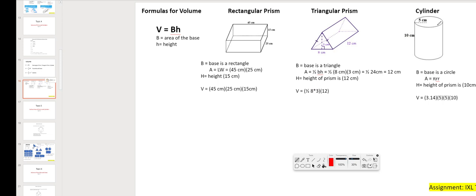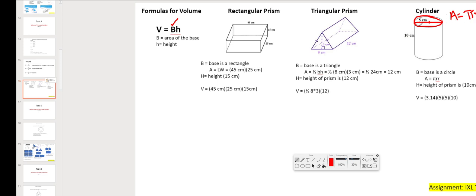The next shape is a cylinder, a regular can. For a cylinder, big B is the area of the base. If we look at the base for the cylinder, it's a circle. If you remember, how do we find the area of a circle? The area of a circle is A equals pi r squared. So we need the radius, in this case 5. You've got to be very careful here: if you have a line that goes all the way across, that's not the radius, that's the diameter, so you've got to divide it by 2. In this case, the radius is 5.